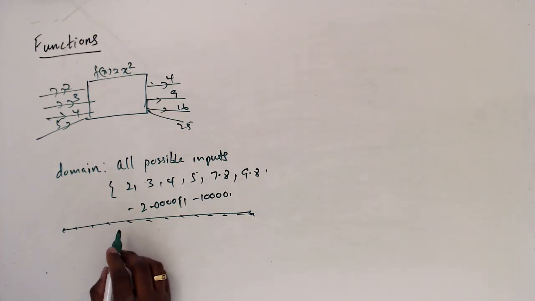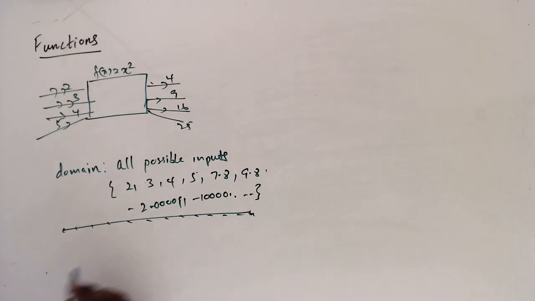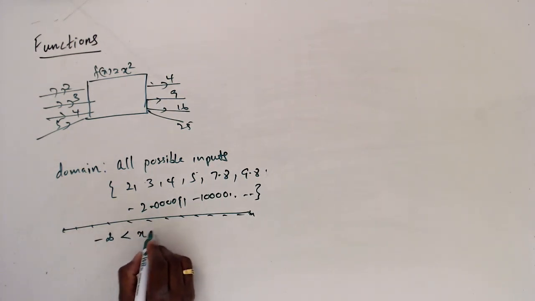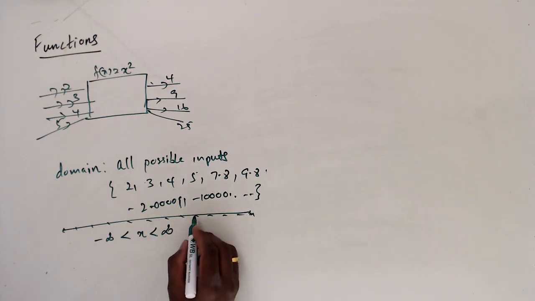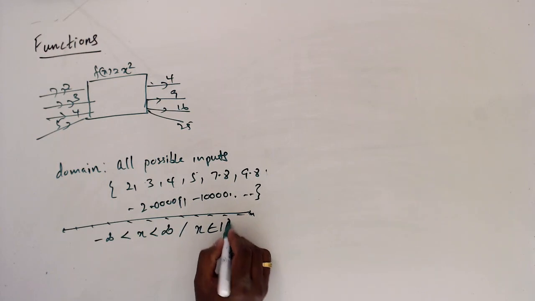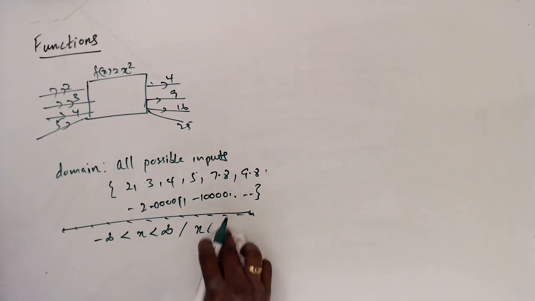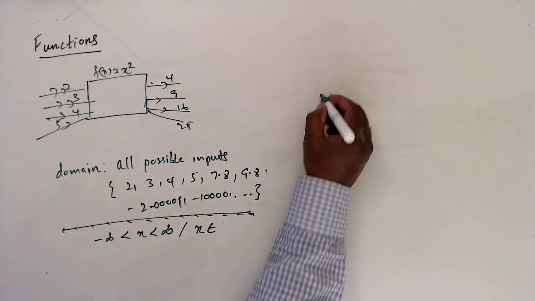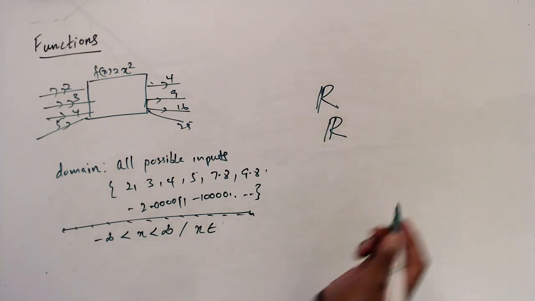Until my death, I could continue if I tried to write. So instead of that, I can simply write minus infinity less than x less than infinity, any number in between minus infinity and plus infinity. Or you can simply write, as I explained earlier, x is an element of real numbers. This R we have to write like this. Sometimes you can see in the book like this or like this.